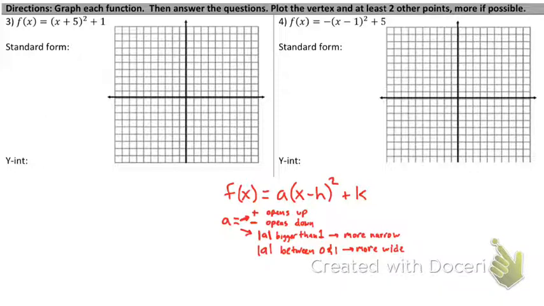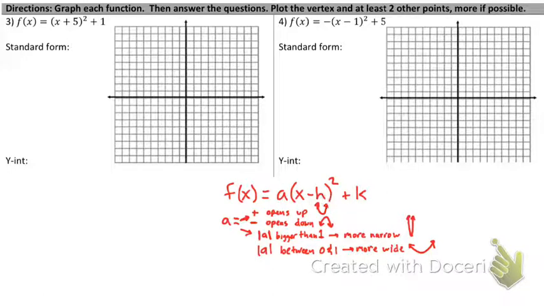All right, so let me kind of draw what I'm talking about now. So if it opens up, we have a parabola that looks like this. If it opens down, parabola looks like this. If your A value is bigger than 1, we have a skinny parabola. The bigger the number, the skinnier we get. If it's between 0 and 1 or smaller the number, the wider my parabola gets. Okay, so that's A value.